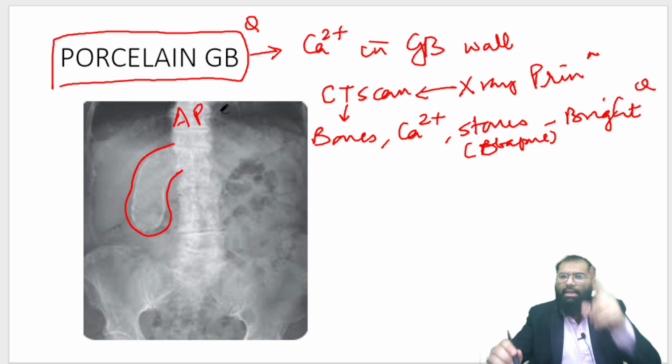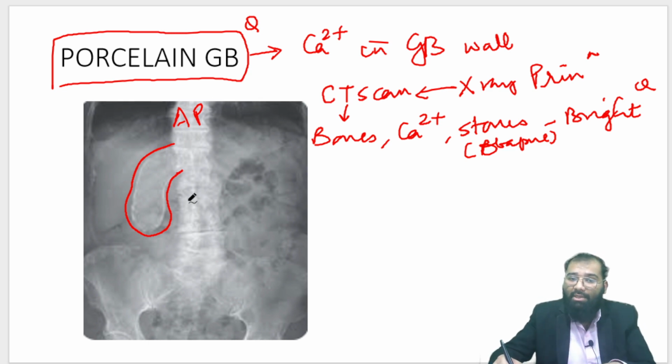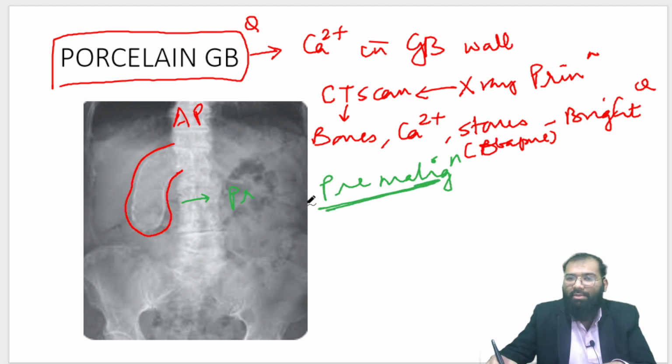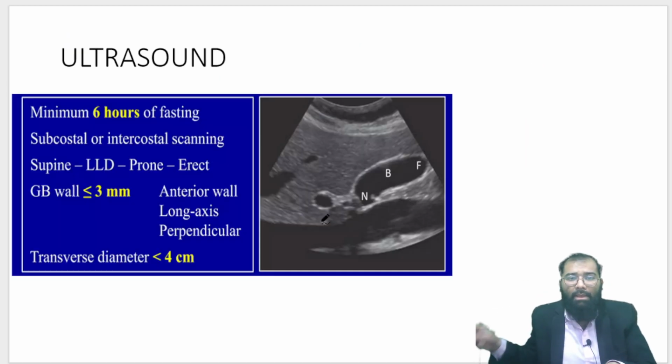Now, one very important point which you need to remember here when it comes to porcelain GB is that it's a pre-malignant condition. So whenever you have porcelain GB, you have to compulsorily go for cholecystectomy. Okay. Now let us move ahead.